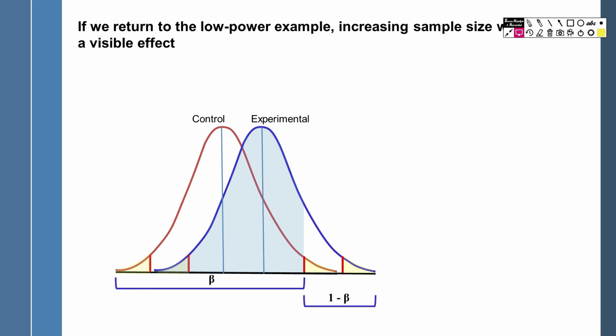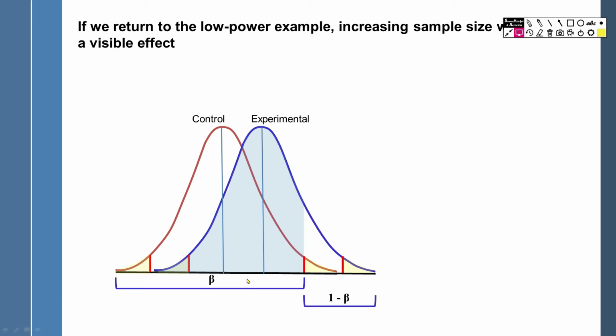With our low-powered example, you have population means for the control group and experimental group that are fairly close together. And you have a lot of overlap between the probability distributions based on your sample size for the control group and the experimental group sampling area. And you can see the amount of overlap here that represents beta is quite substantial.